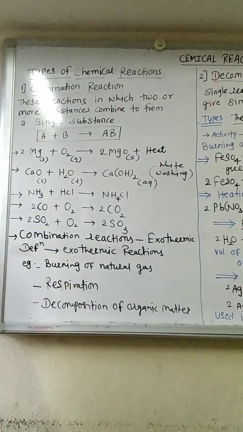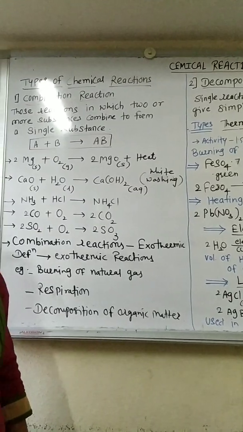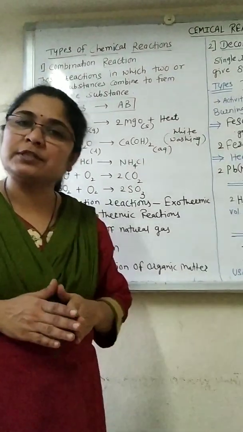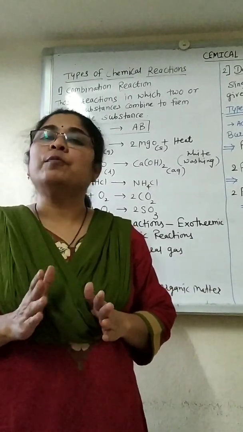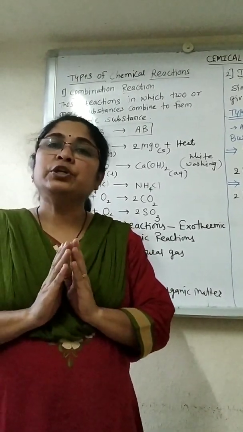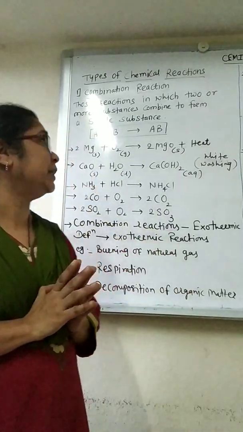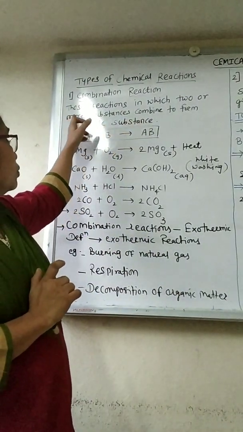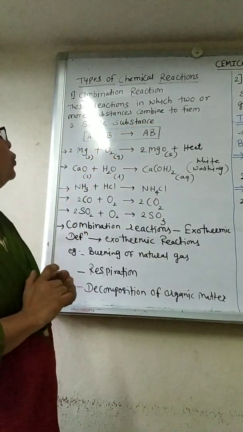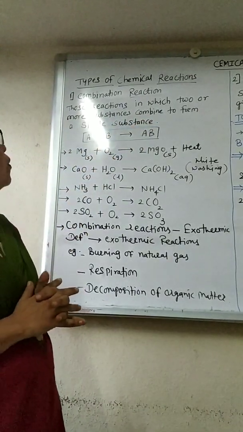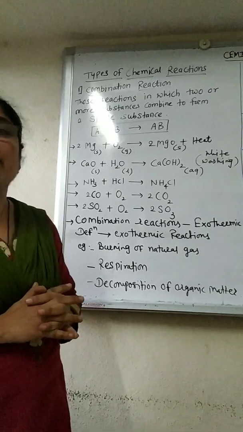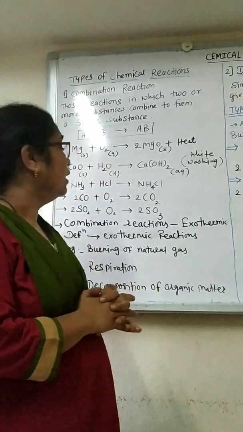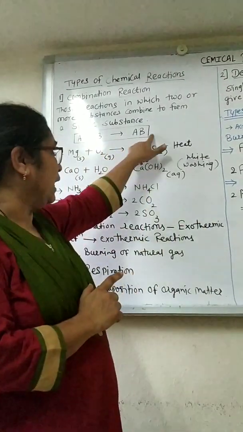The first type of chemical reaction is a combination reaction. As the name indicates, a combination of two or more substances takes place to form only one product with a new variety or new property. We can define this: those reactions in which two or more substances combine to form a single substance are known as combination reactions. A plus B gives AB.